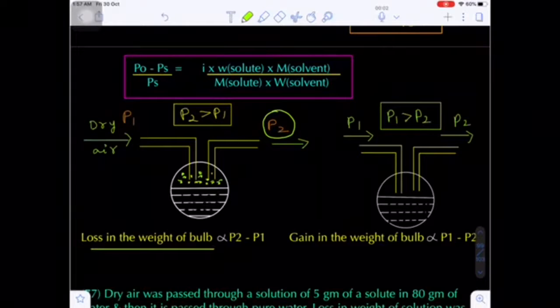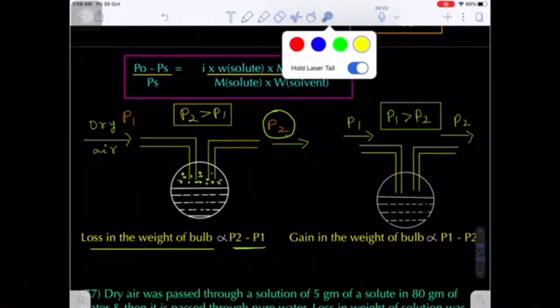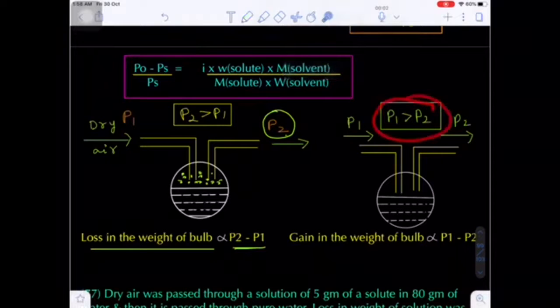The solution or solvent, whatever it may be, decreases. The decrease in the weight of a bulb will be proportional to the difference in P1 and P2. We know P2 will be more than P1. That's why I am writing P2 minus P1. Otherwise, if the initial vapor pressure P1, after passing through the solution or solvent, becomes P2, but the condition now that I am using here is P1 greater than P2.